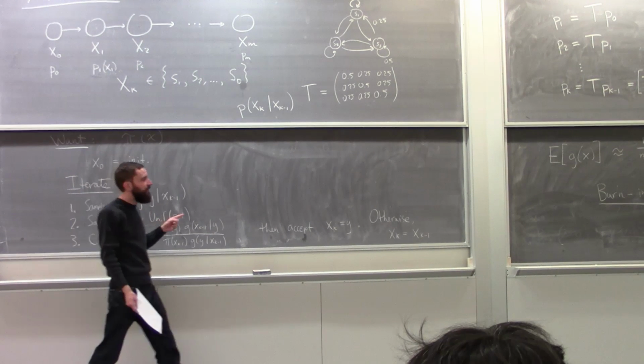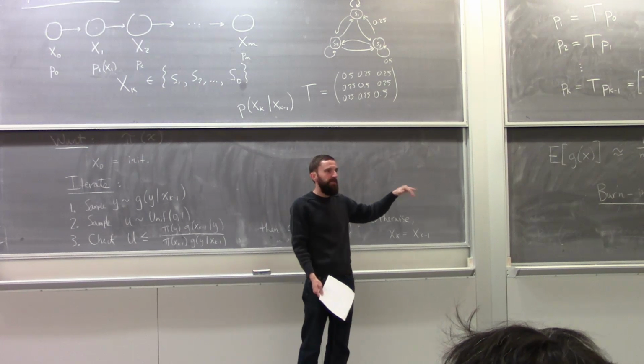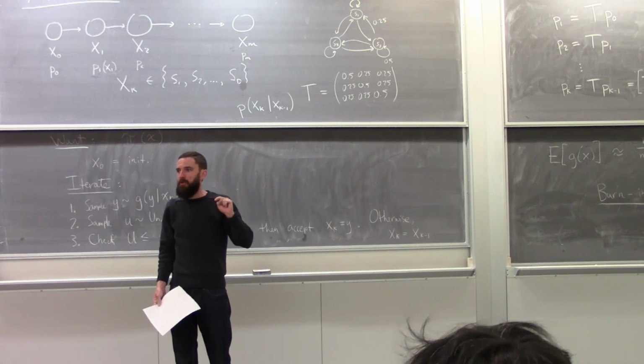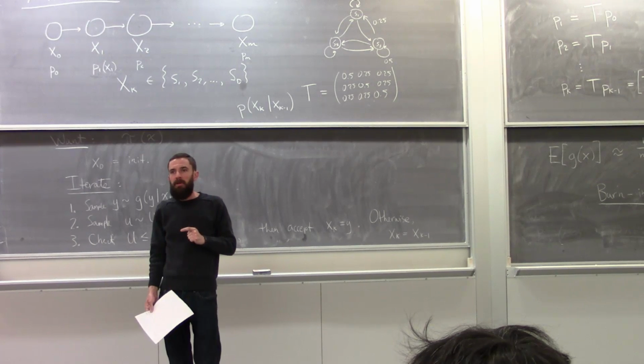Okay, so you have to burn in, and then how long you go depends, again, on the accuracy you want in whatever expected value you're trying to compute. Yeah. How do we make sure it converges to the pi that we want?